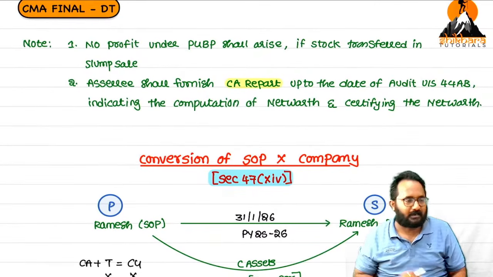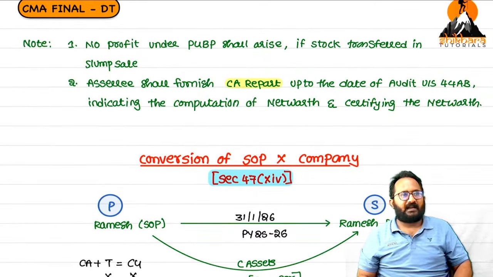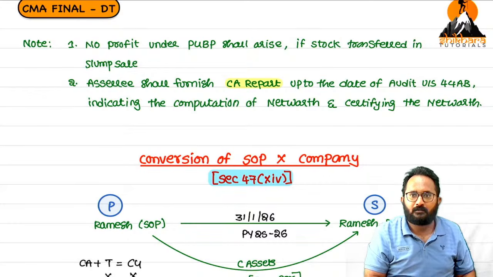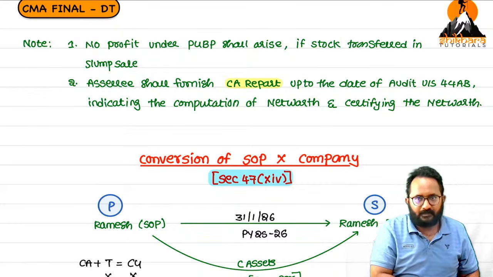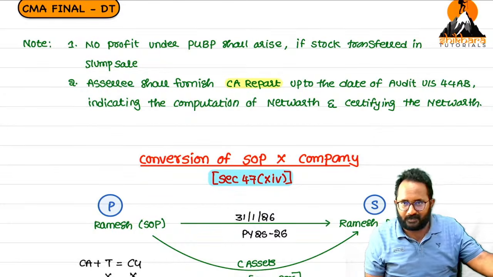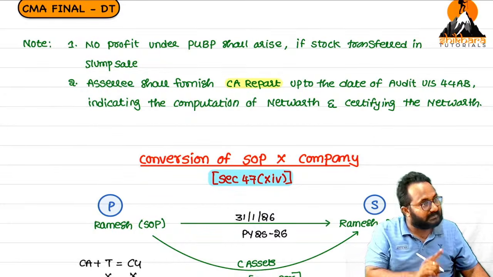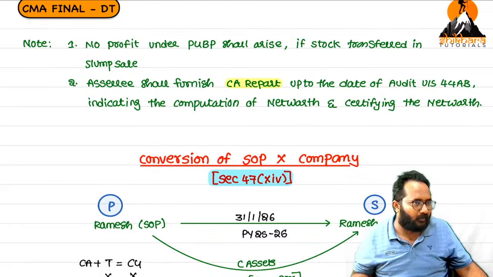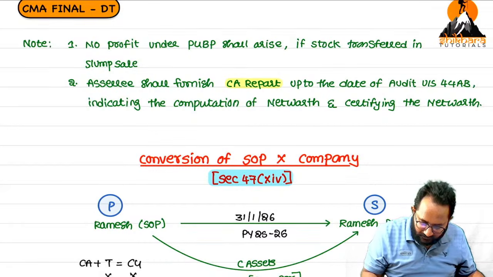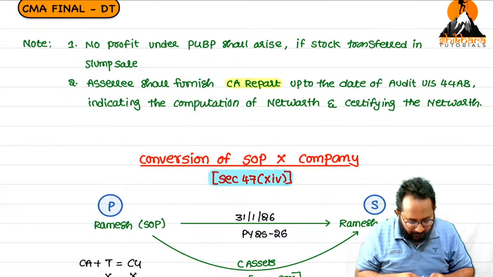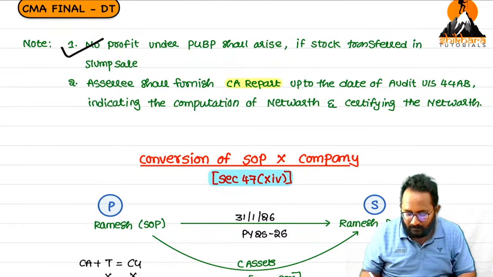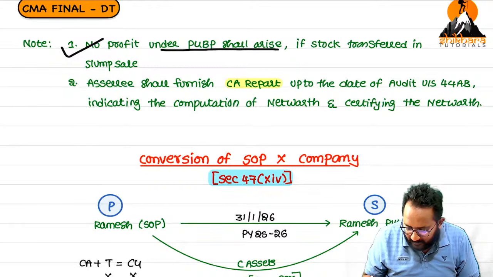So now with this help you can do any question, but I want to tell you 2 note points here, ma. Generally, if I am transferring the stock at a profit, which head of income will attract? PCBP. But under slump sale, if stock is transferred to the other person, that is taxable under which head, ma? Capital gain only. Remember, we are selling all our assets for that lump sum consideration. So no profit under PCBP shall arise even if stock is transferred in the slump sale.